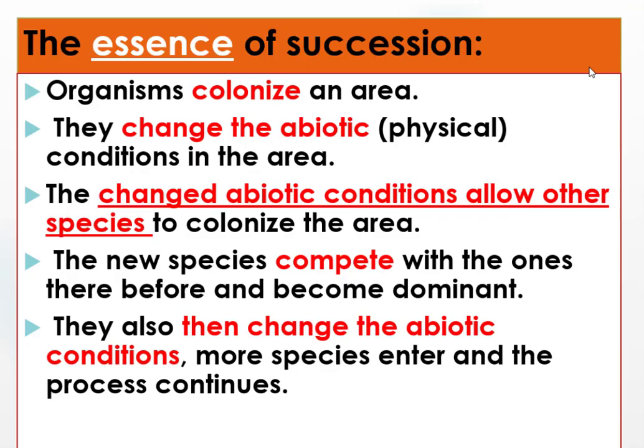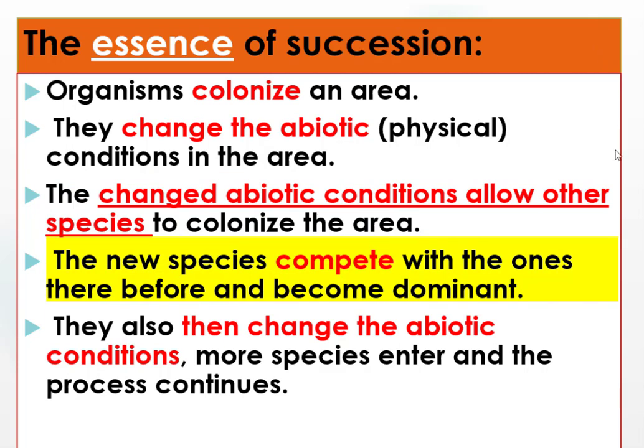The essence, or natural characteristics, of succession: organisms must colonize an area. These organisms can change the abiotic conditions or physical environment. The changed abiotic conditions create a probability, or chance, for other organisms to colonize the area.